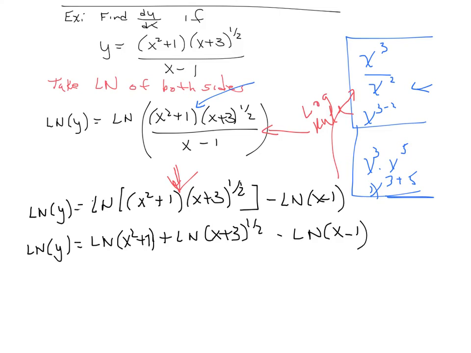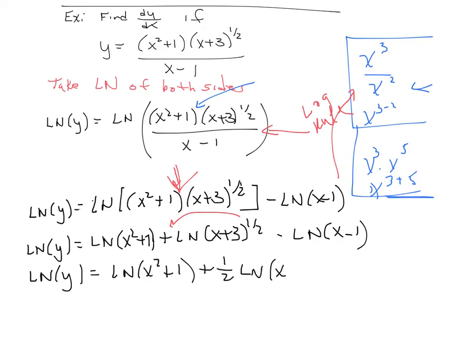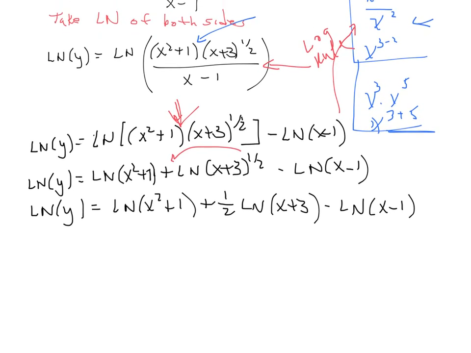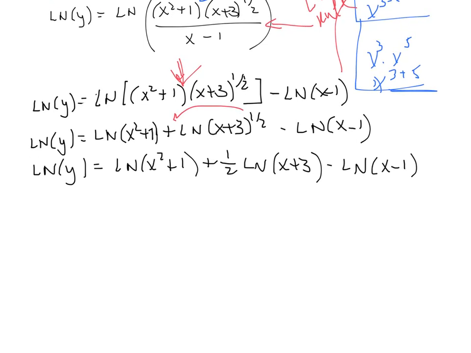Another log rule I remember is that ln of x squared plus 1, I remember that this 1/2 can come down front. So I have plus 1/2 ln of x plus 3. And I know you're saying, how in the world is this easier than the quotient rule? Wait till you see the answer. Now these are easy to find derivatives.